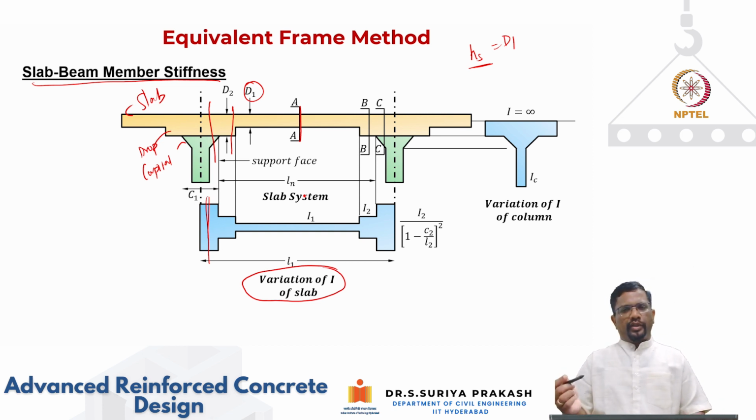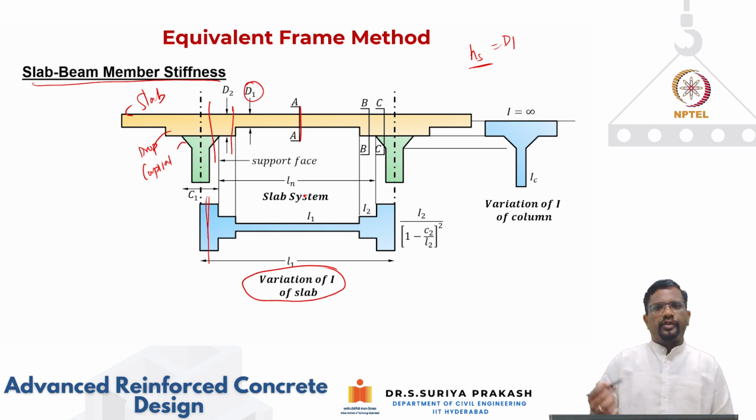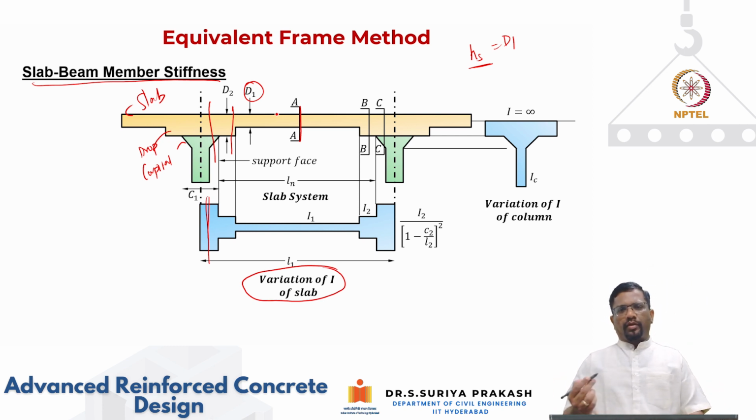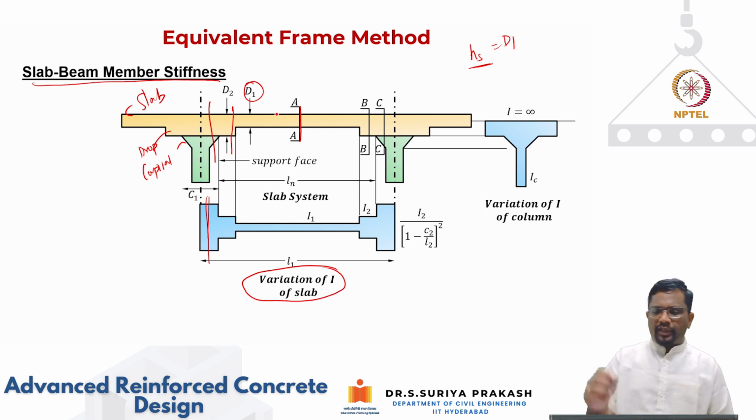Now, Young's modulus doesn't change because we pour the slab, drop, and in some cases the columns also together. Your elastic modulus is a function of your concrete compressive strength. Usually the drop panels and the slab will have nearly the same concrete strength, so your elastic modulus is going to be the same. That is the reason that in the flexural stiffness EI, E doesn't change much, only I changes.